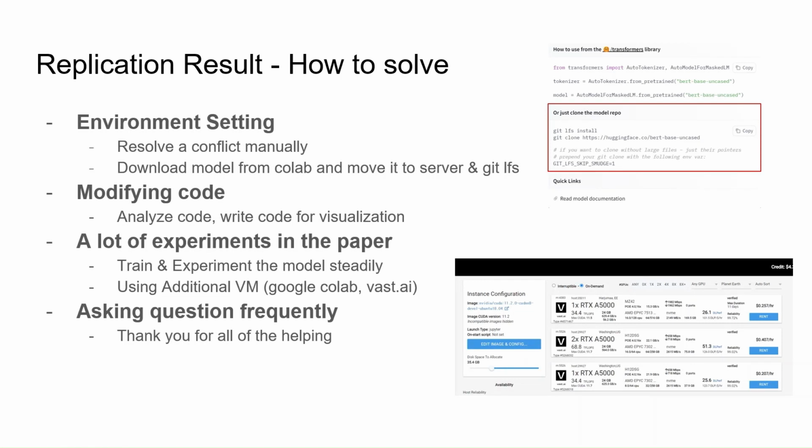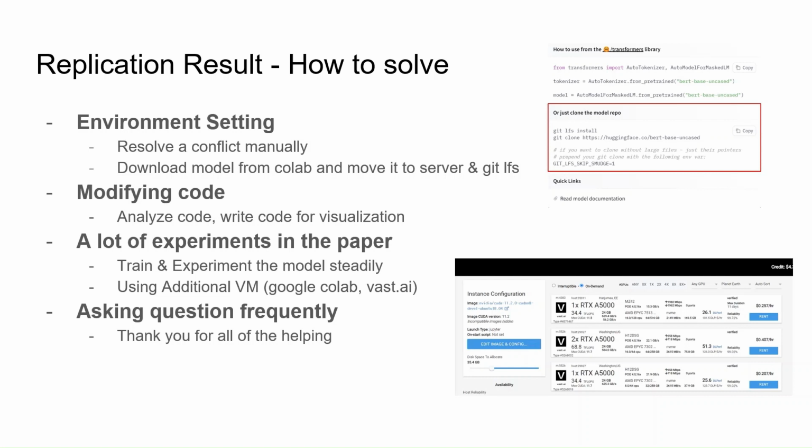First, we downloaded the library manually to resolve the conflict, and we found a way to download the model by using Google Colab and the Git LFS API. Next, in order to modify the code, we had to look at the code thoroughly and modify it step by step to get the intermediate state of the model and visualization.